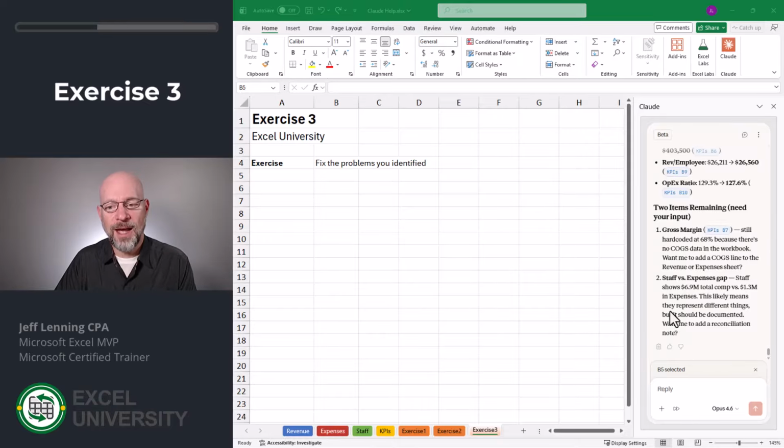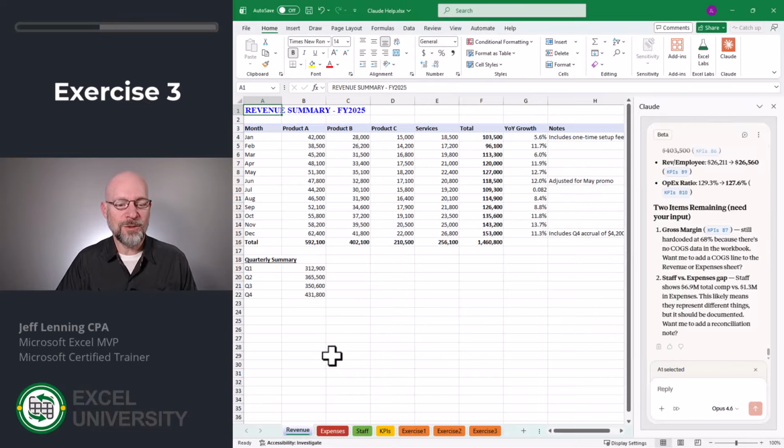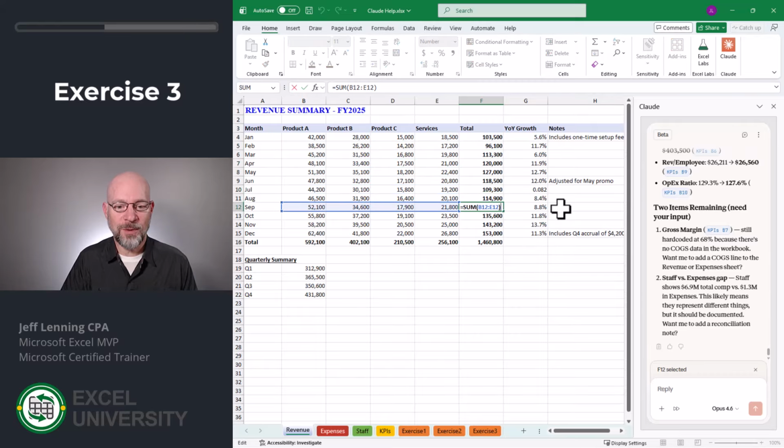Now let's go look at these changes. Here's the revenue sheet, and all of these are now consistent formulas as opposed to hard-coded values. That makes me feel better already. And these formulas look good as well. And here we can see that these are formulas and they pull in the correct values.